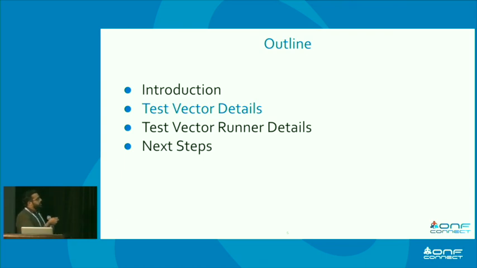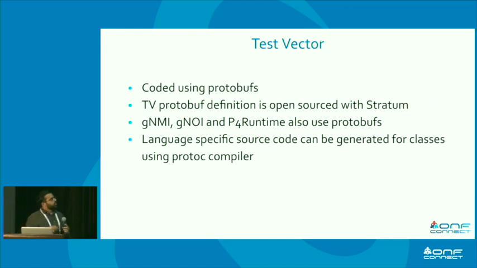Let's go with the test vector details. Like I mentioned, we have actions and expectations. So I'm going to talk more about the structure of test vectors here. The test vector definition is already open source with Stratum, and these are coded using protobufs. Since GNMI, GNOI, and P4 runtime, the interfaces that Stratum is using, are already using protobuf, it gives us a way to reuse those in the test vector definition.